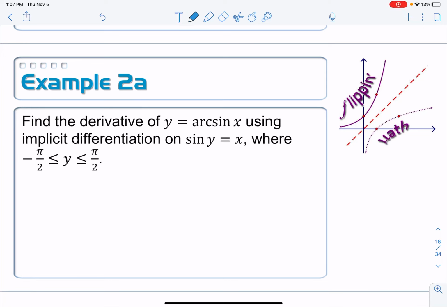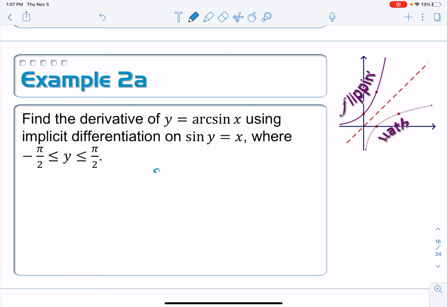All right, so finally, I think that we are ready to put all of these pieces together in order to find the derivative of the arc sine of x. And we're going to do that using some implicit differentiation on the sine of y is equal to x. Why is that?